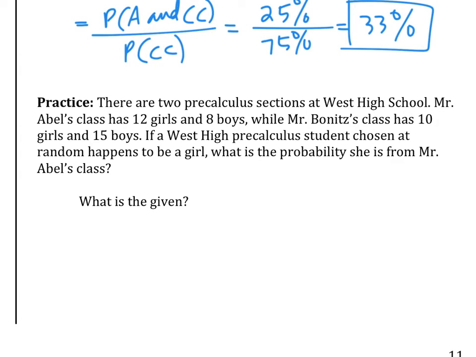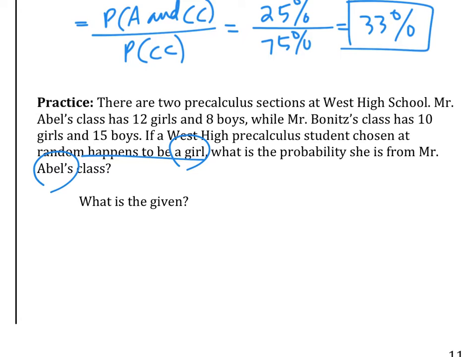There are 2 pre-calculus sections at West High School. Mr. Abel's class has 12 girls and 8 boys, while Mr. Bonnet's class has 10 girls and 15 boys. If a West High School pre-calculus student chosen at random happens to be a girl, what is the probability that she is from Mr. Abel's class? So you've got to ask yourself, what is the given? Is the given a girl, or is the given from Mr. Abel's class?